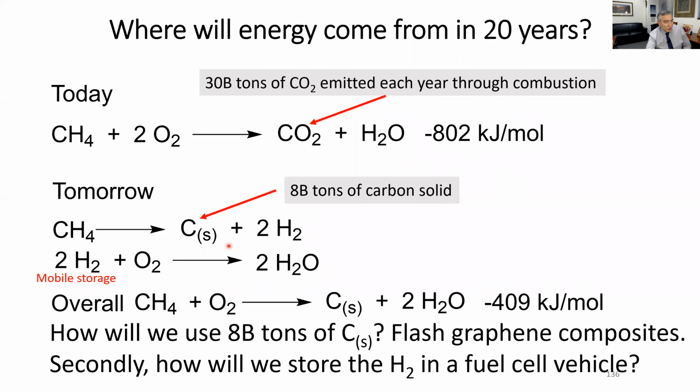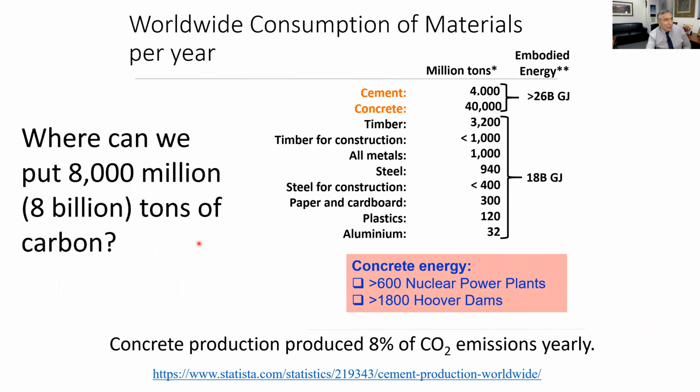And then there's also mobile storage and how we will use hydrogen as a fuel. We've got ideas on that as well. But if you have 8 billion tons of carbon, that's 8,000 million tons. Here's 44,000 million tons of cement and concrete. Concrete and cement swamp all other building materials combined. You could put 8,000 million tons of carbon in 44,000 million tons of concrete and cement today. So you could do this. And the nice thing about this is an amazing form of carbon, which we'll talk about in a minute.